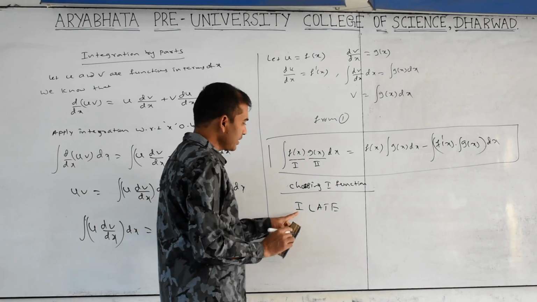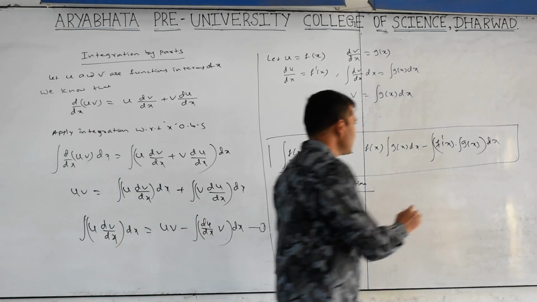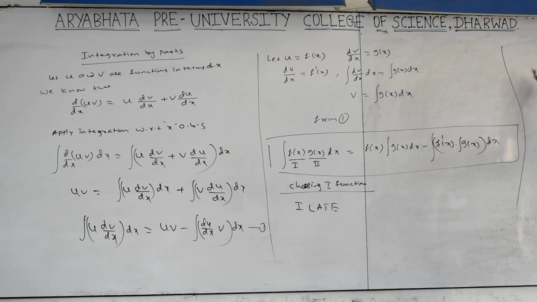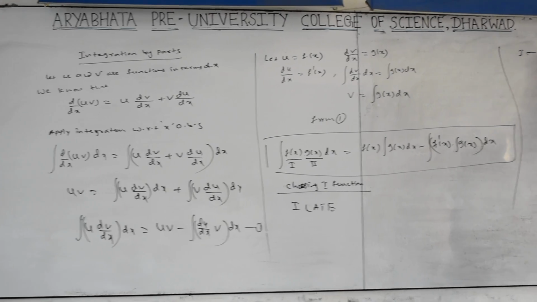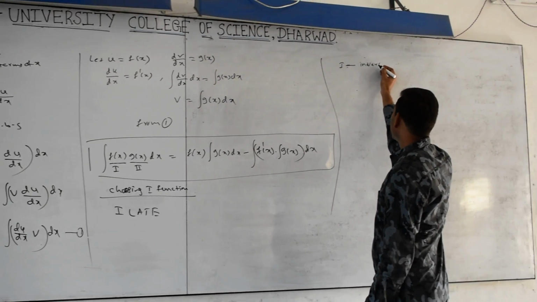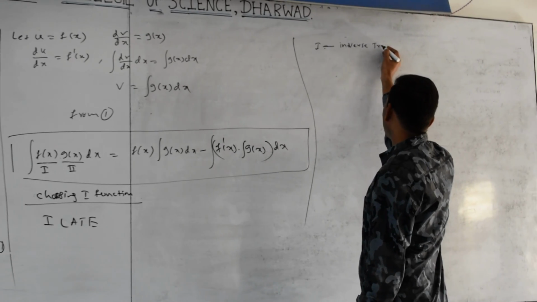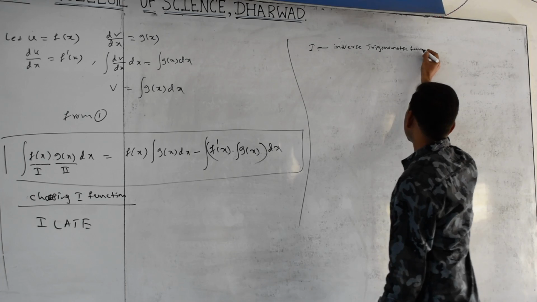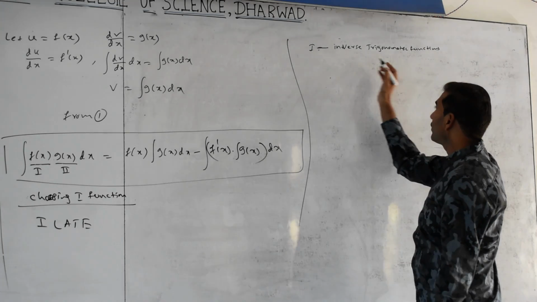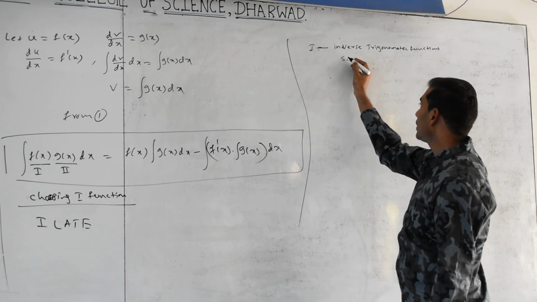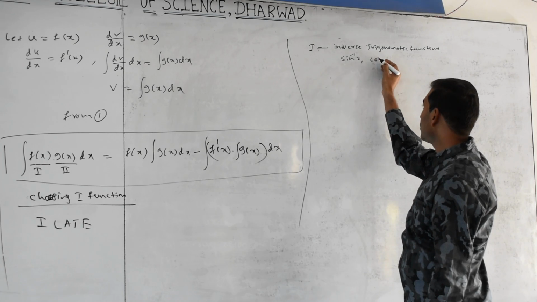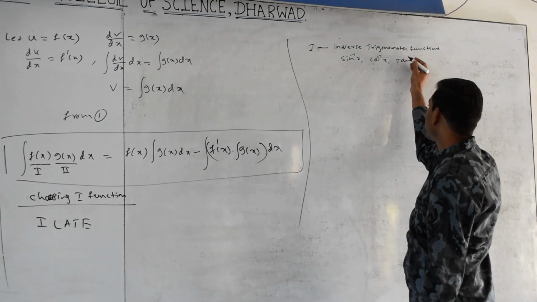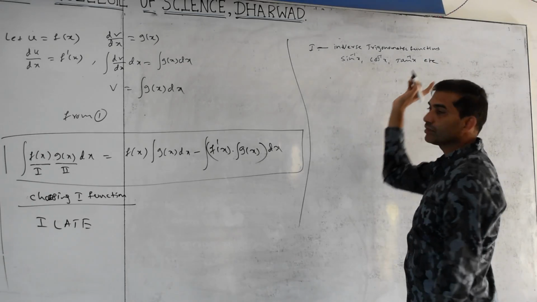This is the procedure. I means inverse trigonometric function. I stands for inverse trigonometric ratios, trigonometric functions. An example: sin inverse x, cos inverse x, tan inverse x, etc.